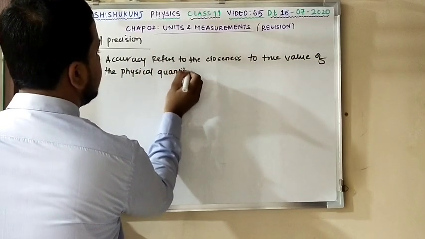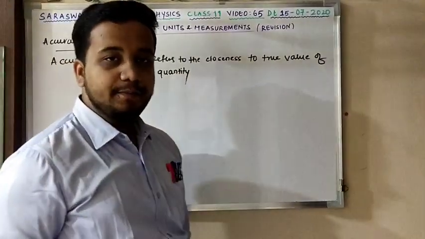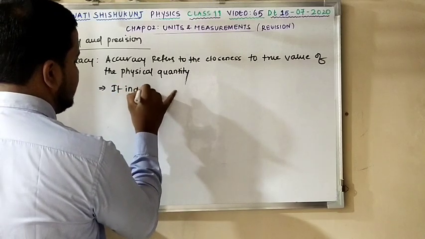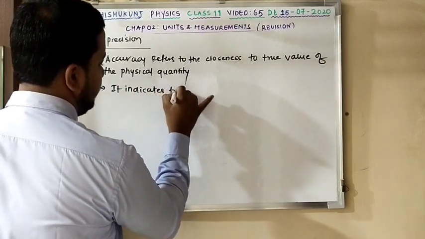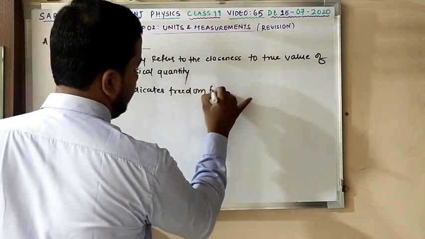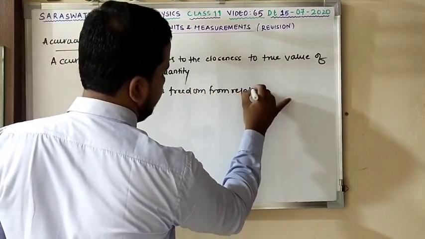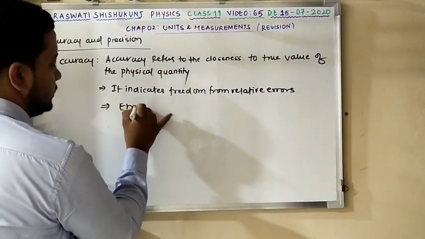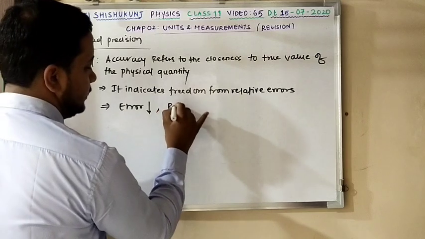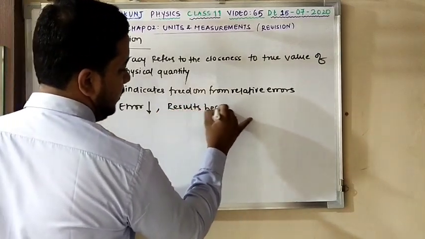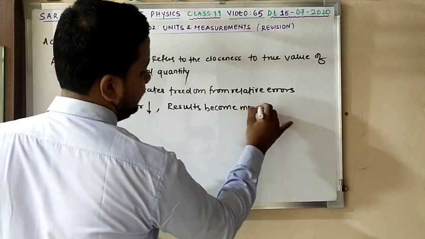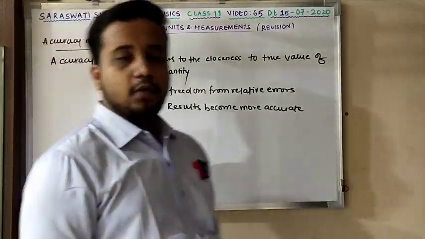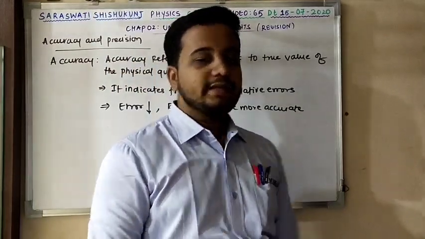Clear? Accuracy refers to the closeness to the true value of a physical quantity. Second important point, it indicates freedom from relative errors. Third point, if error is reduced, the results become more accurate. Hope it is clear. Next, that is precision.